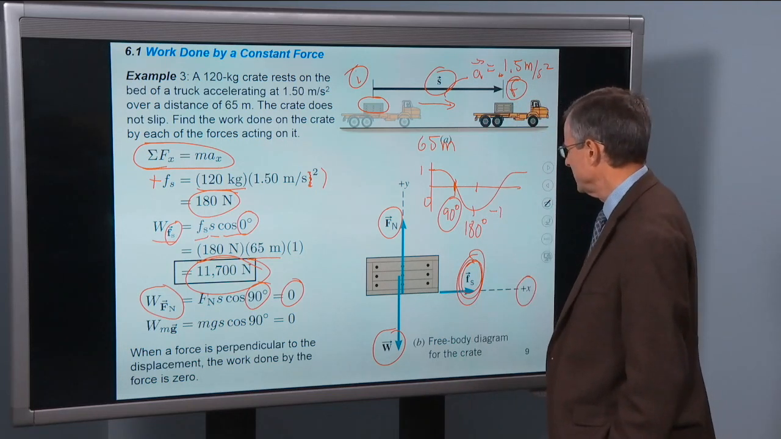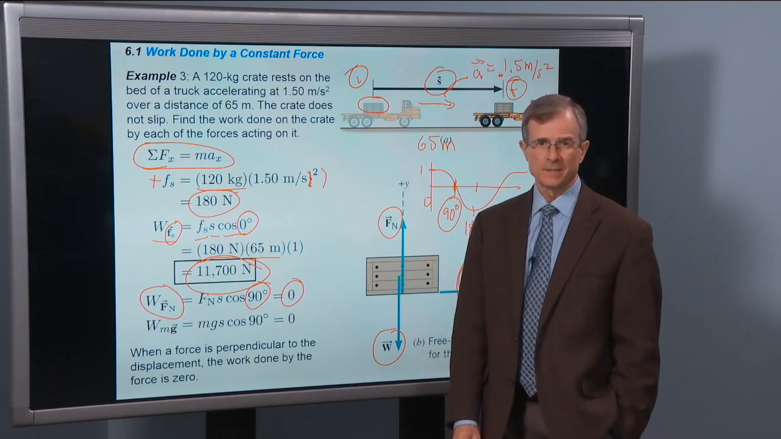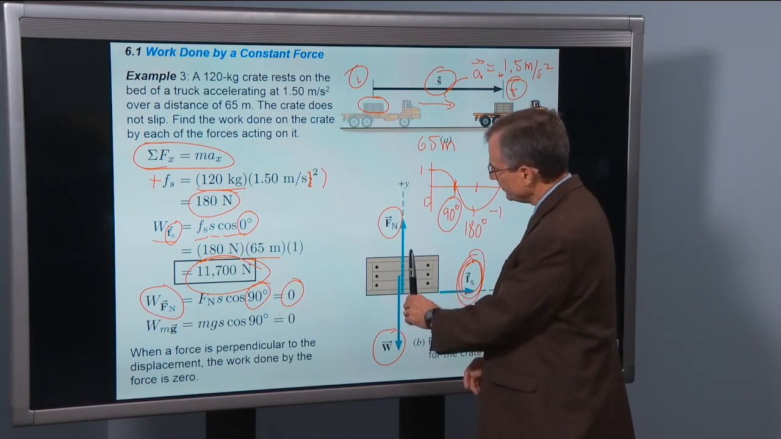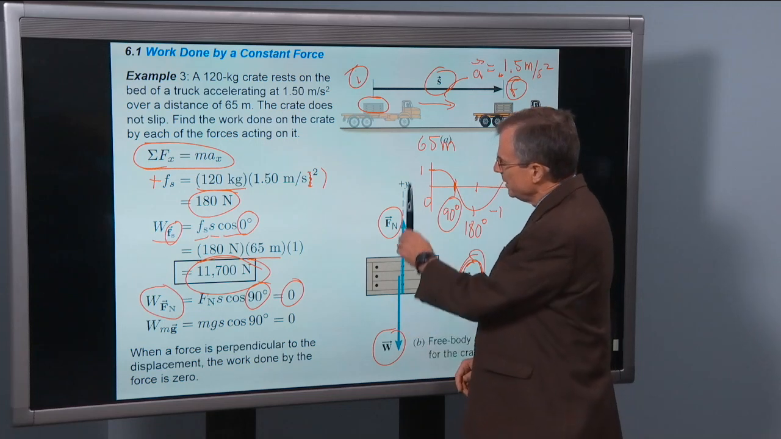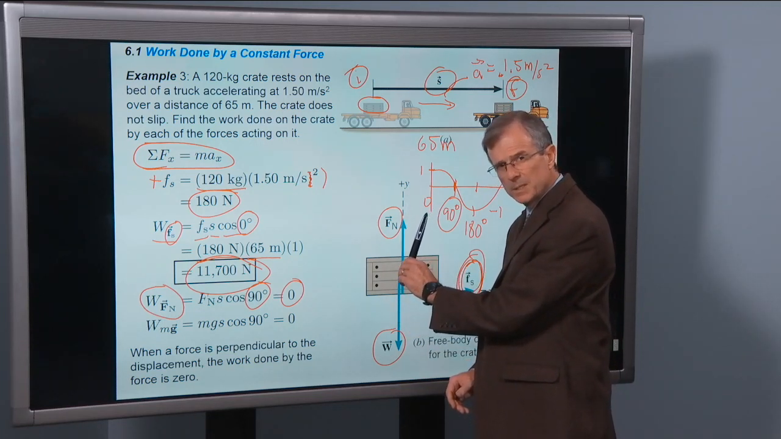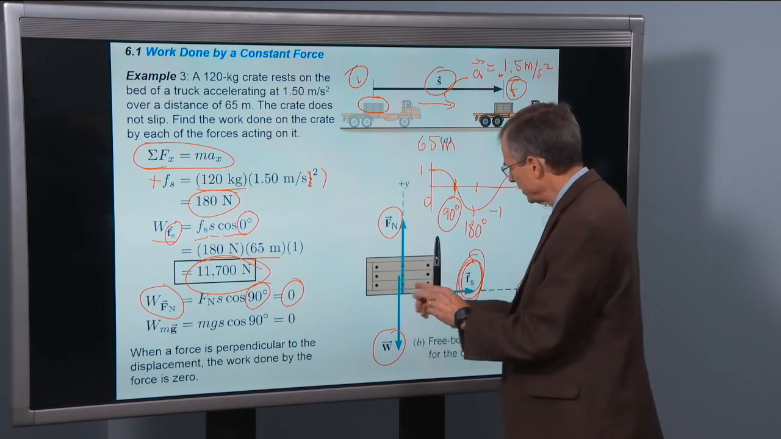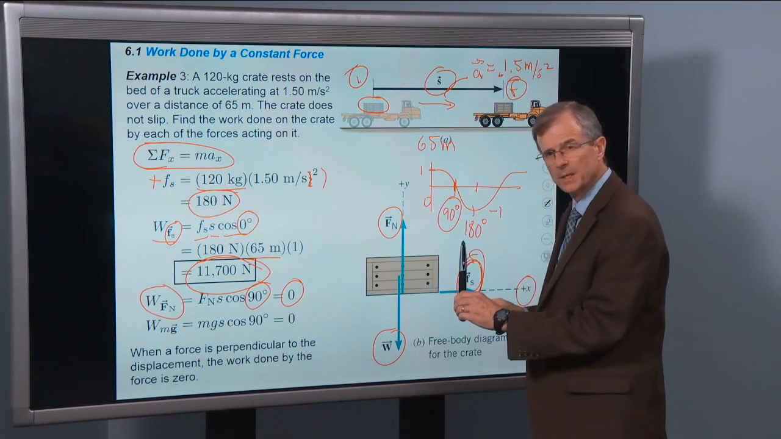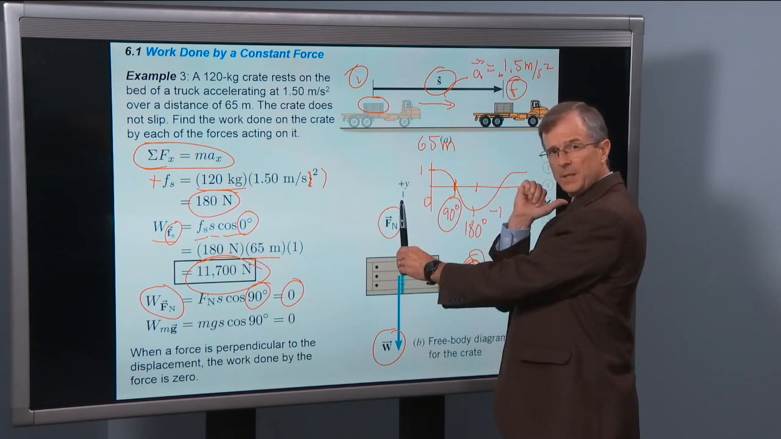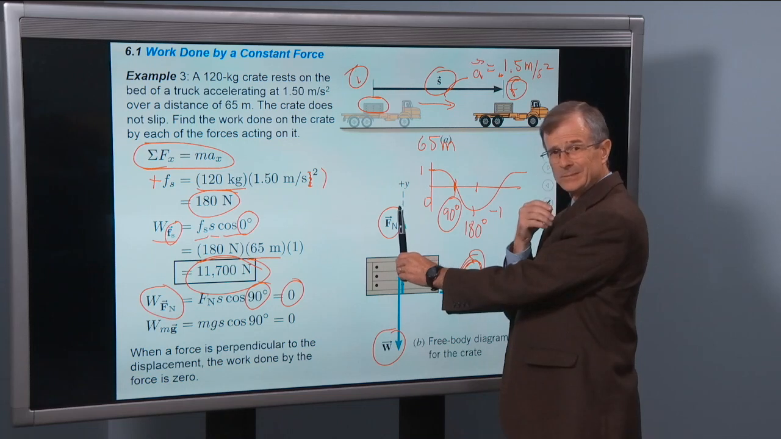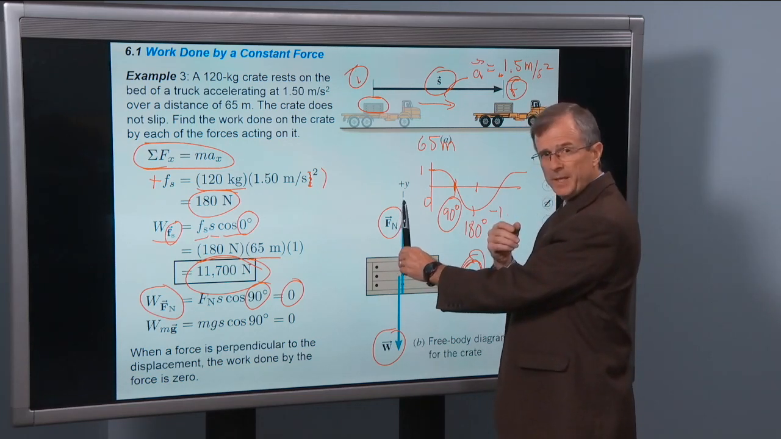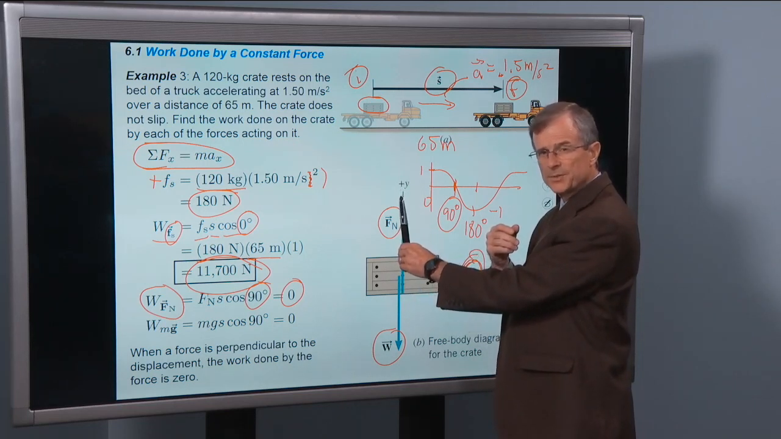Well, does that make any sense? Well, yes, it does. Because remember when we talked about the work, we talked about the fact that the work done is the component of the force vector in the direction of the displacement. Well, does this force vector have a component in the x direction? You say, well, not really. It doesn't. None of this is pointing in the x direction. It's only pointing in the y direction.